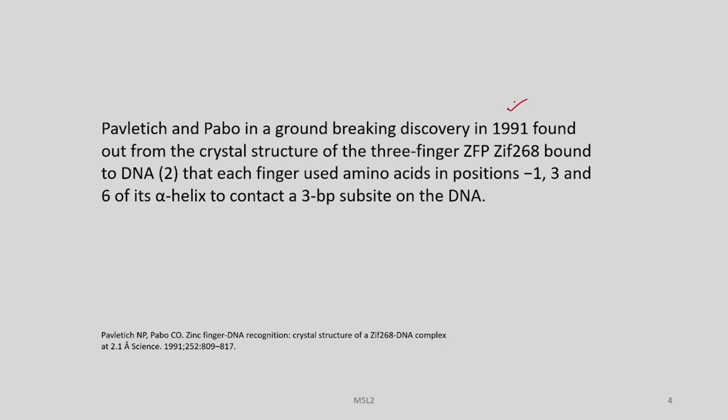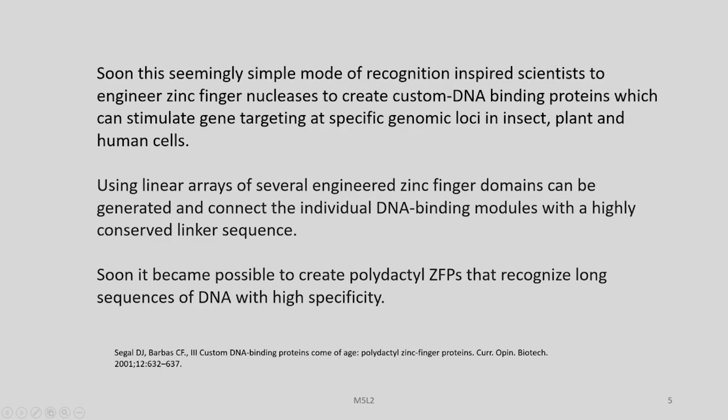Another work considered a landmark is the work by Pavletich and Pabo in 1991. They found from the crystal structure of the 3-finger ZIF268 bound to DNA that each finger used amino acid positions -1, 3 and 6 of its alpha helix to contact a 3 base pair subsite of the DNA. So, this knowledge we are going to use extensively in the design of artificial zinc fingers.